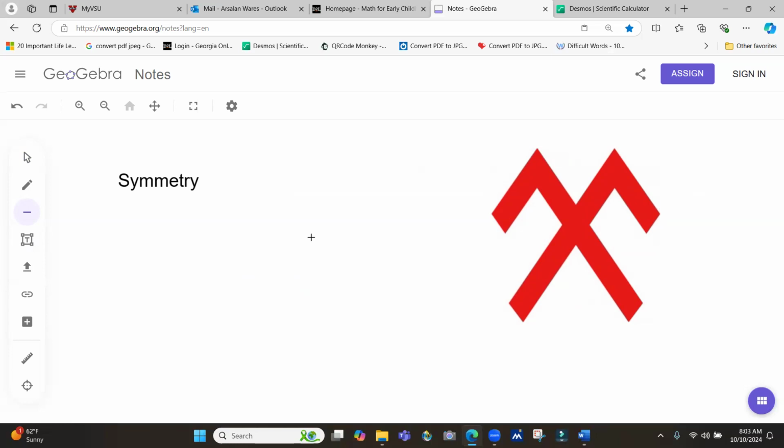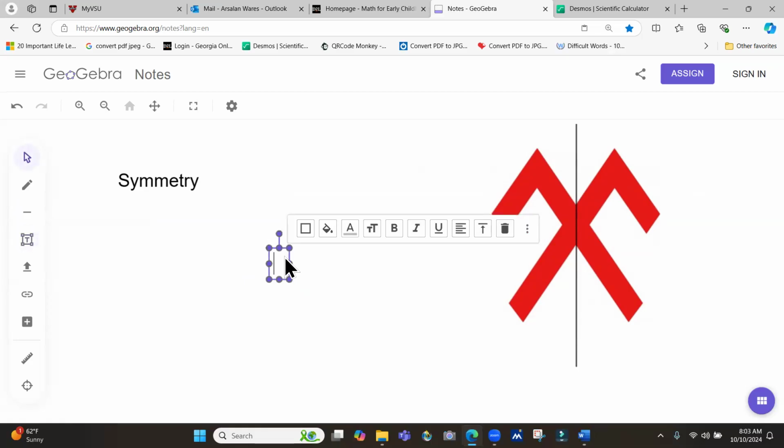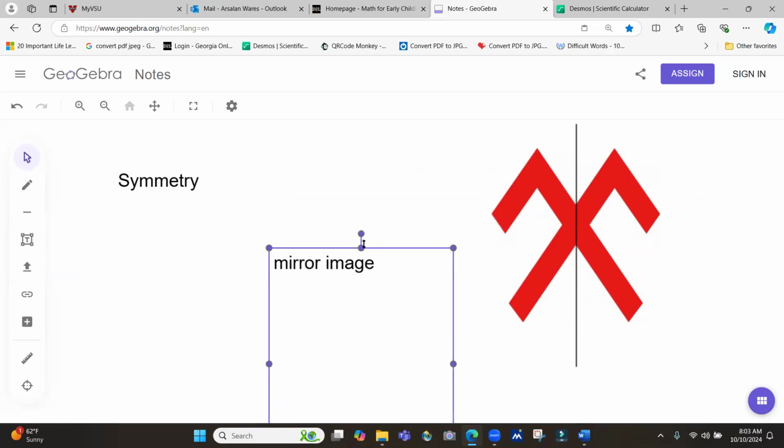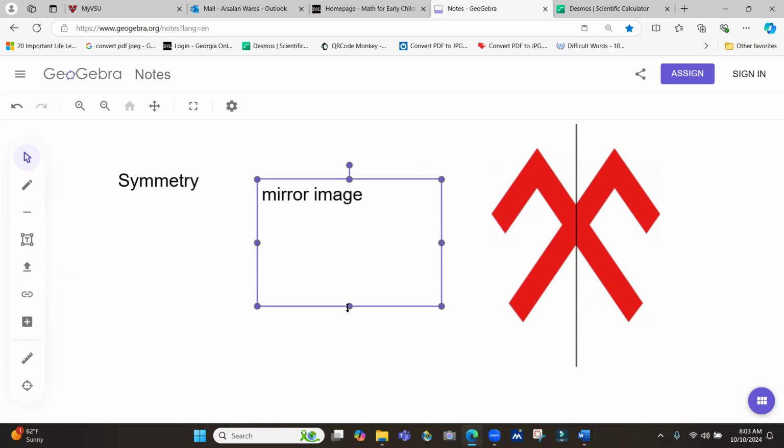Okay. So if you have a shape, for instance, the one on the left, if you can draw a straight line to the middle of the shape, I'm going to draw it like this, so that the left side of the shape is the mirror image. This is kind of important, guys. Mirror image of the left side is the mirror image of the right side, and the right side is the mirror image of the left side. Then we say this shape is symmetric.